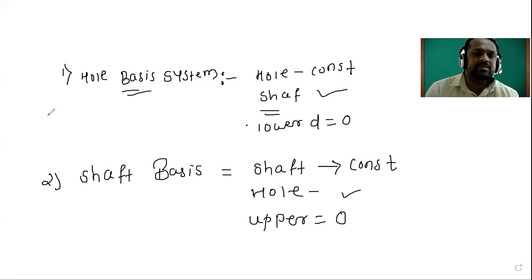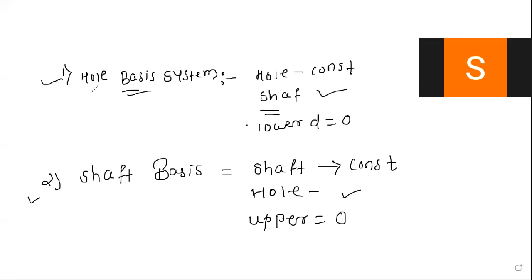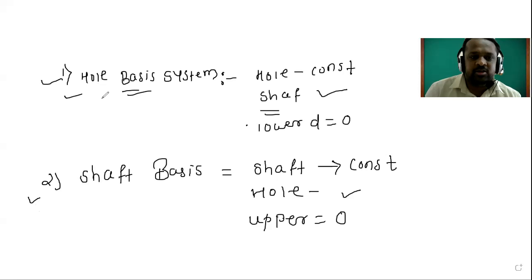Such systems are called the hole basis system and the shaft basis system. Generally, out of both, which is preferred? The hole basis system is preferred, because producing the required size of the shaft with turning and grinding is easier compared to varying the size of the hole. So generally we are using the hole basis system.